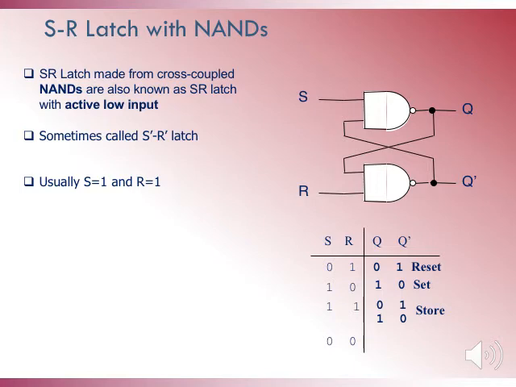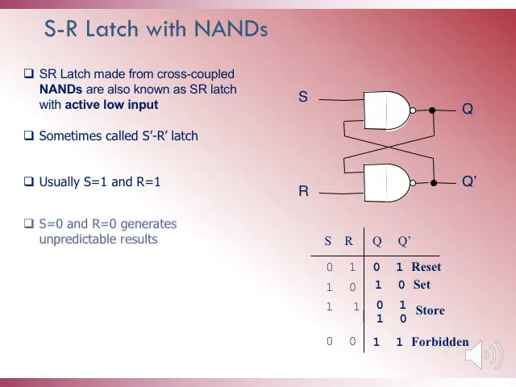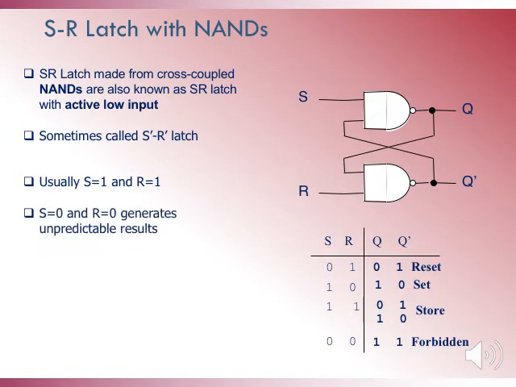Now, the last input combination, that is 0 0, generates a 1 1 at the output of both NAND gates, and hence we call it the forbidden condition. Therefore, S equals 0 and R equals 0 input generates unpredictable results in case of SR latch with NAND gates.